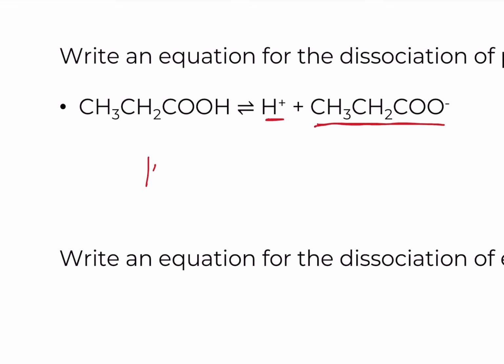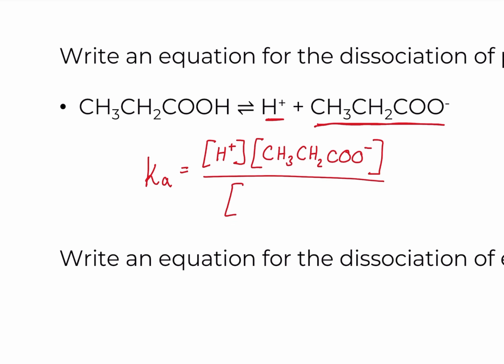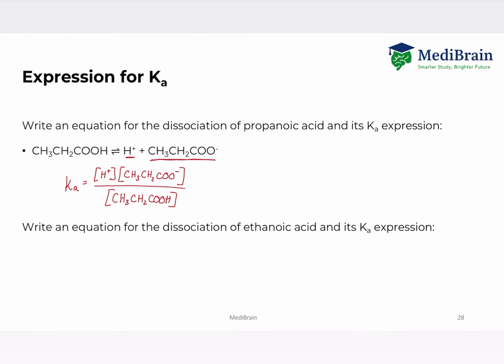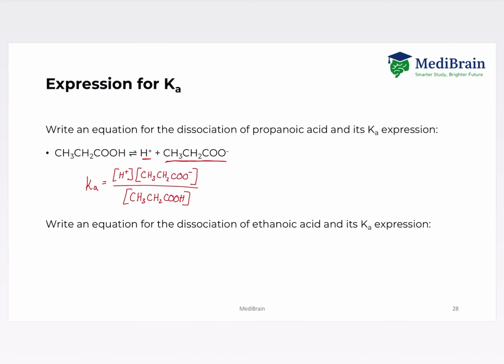So our Ka expression is just going to be H plus, CH3CH2COO minus, all over CH3CH2COOH. Okay, and normally you would be given this in an exam as a starting 1 marker for the question, and that's what they're looking for there.